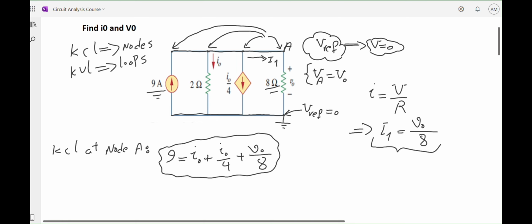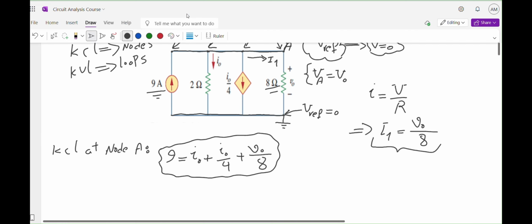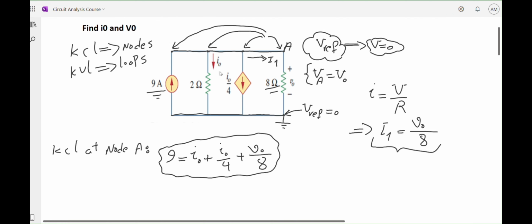I have one equation, however, there are two unknowns, IO and VO. Can I solve it? No. I need to figure out another relationship between VO and IO in order to solve this problem. Can you figure it out? Let's have a look at this circuit. This point is the head of the 2 ohm resistor.